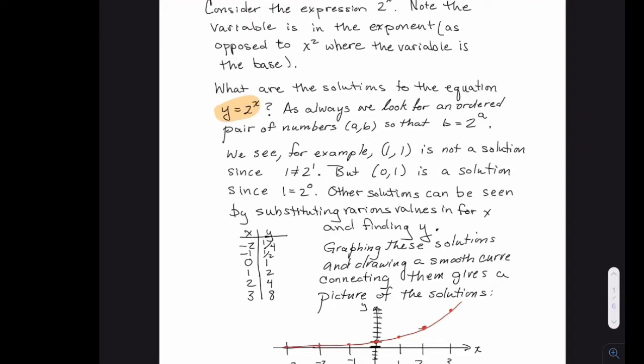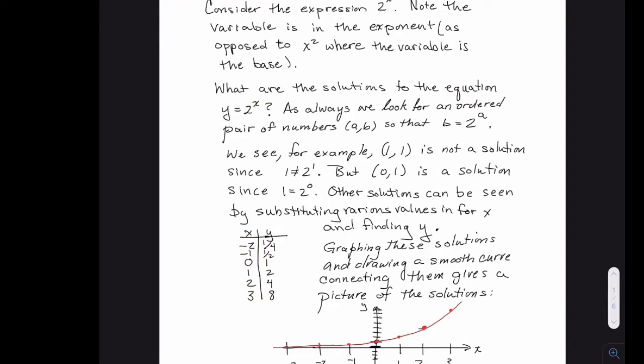So remembering that solutions are ordered pairs of numbers, a, b, so that when we plug in a for x and b for y, we get a true statement. We see, for instance, if we plug in 1 to the right-hand side, we get 2, but if we plug 1 into the left, we get 1. Since 1 is not equal to 2, 1 comma 1 is not a solution. If we plug in 0 for x and 1 for y, we do get, indeed, a true statement because 2 to the 0 is 1. We can actually evaluate the expression on the right-hand side for various values of x and find the corresponding values of y.